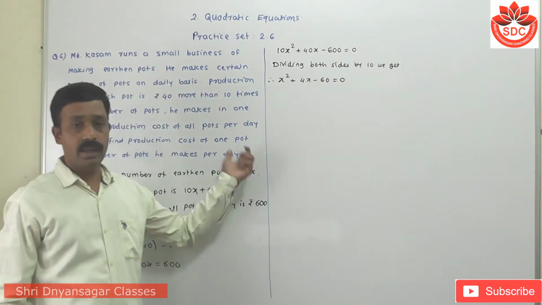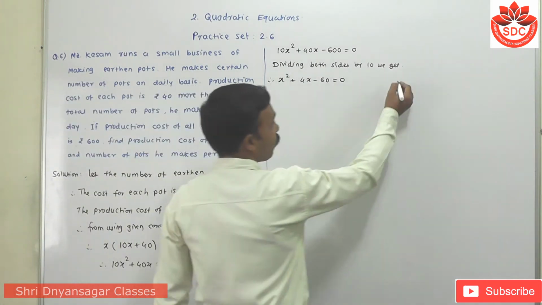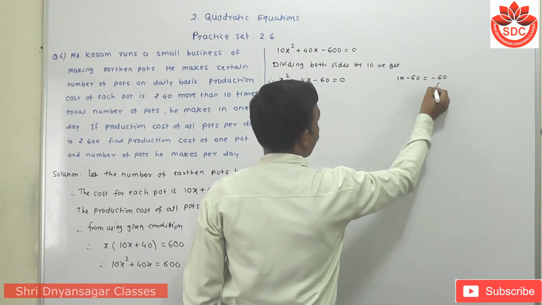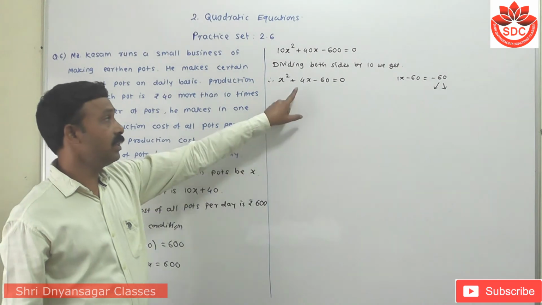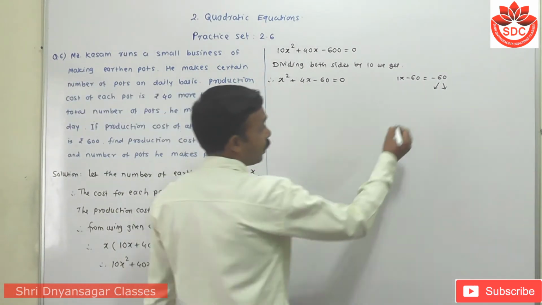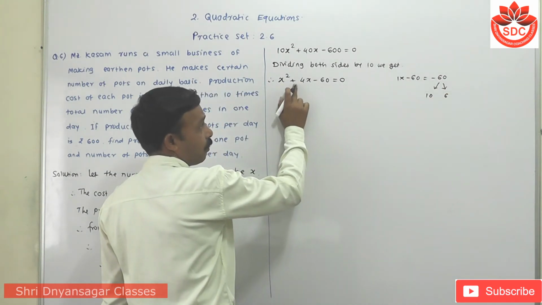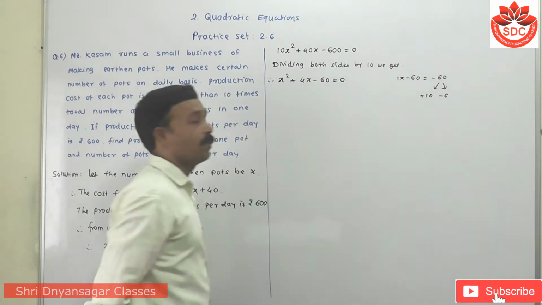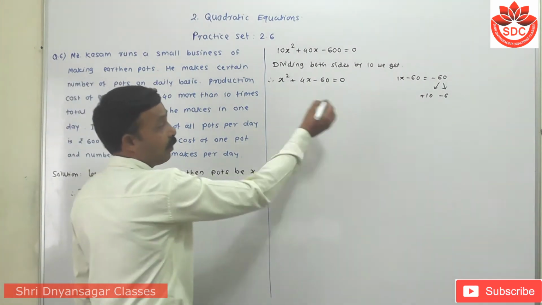Students, this is a quadratic equation in which a is 1 and c is minus 60, so the product of 1 into minus 60 is minus 60. Find the factors of minus 60 whose sum is plus 4. The factors are 10 and 6. Now give the proper sign: 4 has a plus sign, so I take plus 10 and minus 6. The product is minus 60 and the sum becomes plus 4.